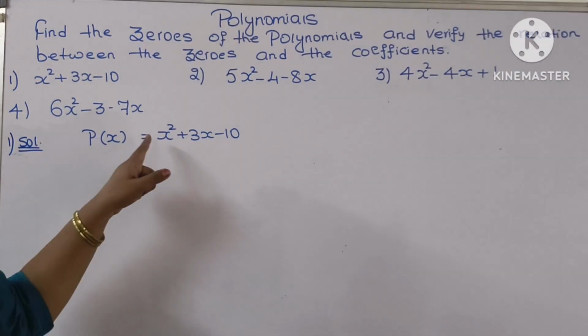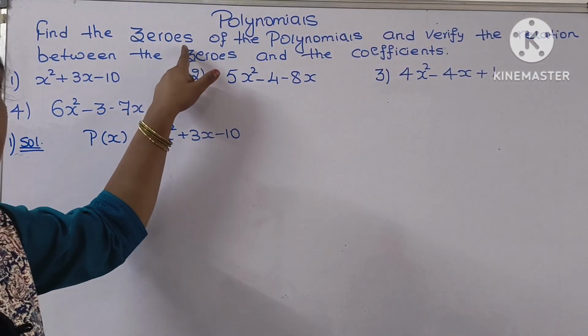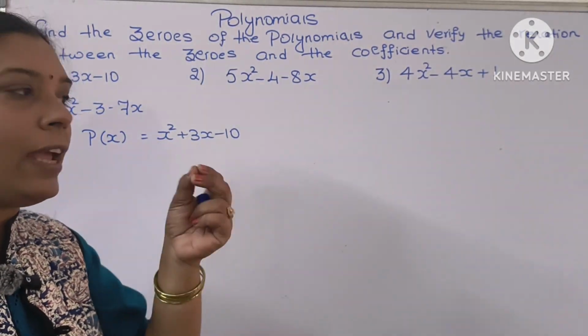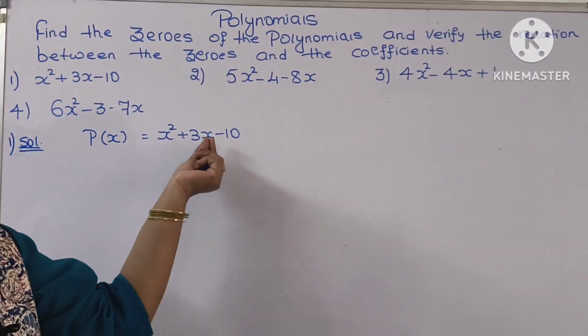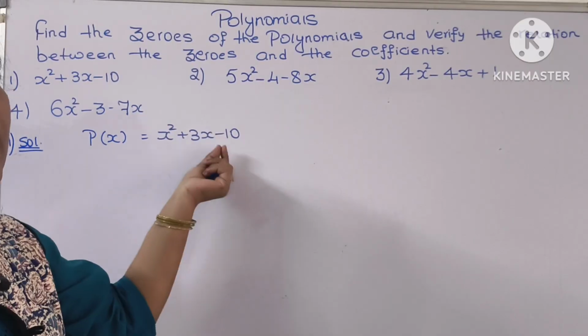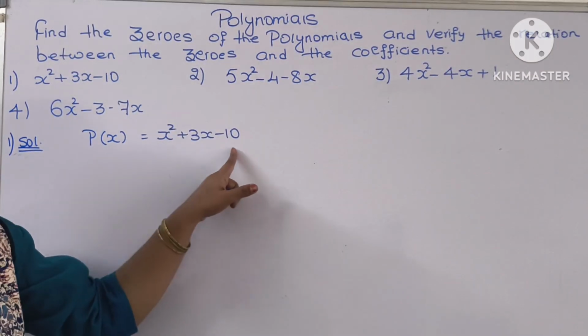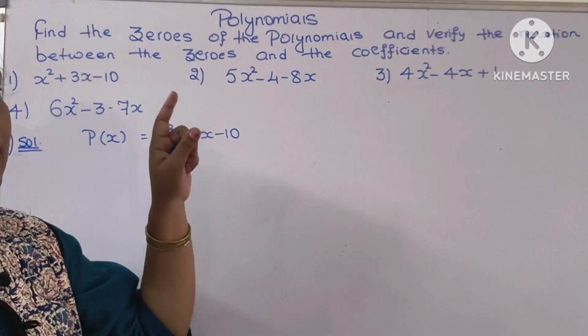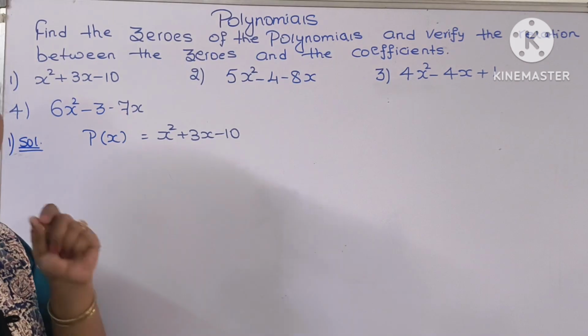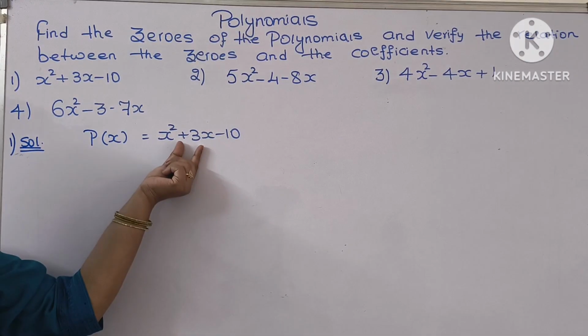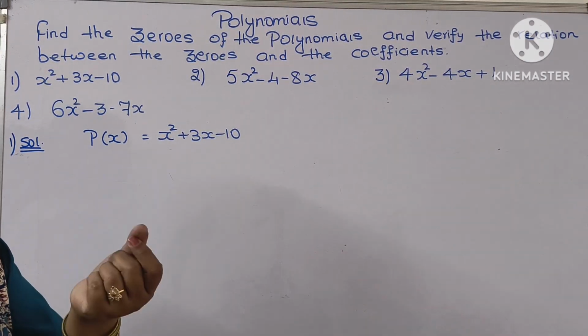Then let us continue. Now, how do you find the zeros? Zeros are nothing but the values of the variable here, which means we have to find the value of x. Since this is a quadratic polynomial, quadratic means 2, we will have two values for the expression. Those are called the zeros.